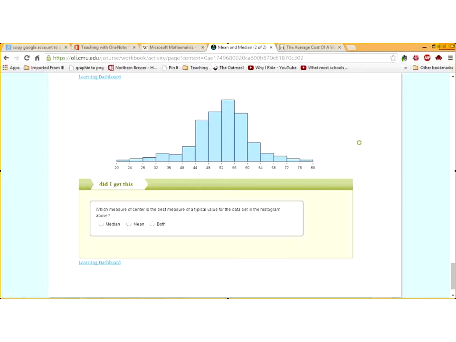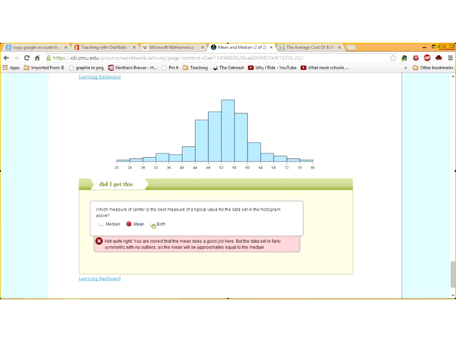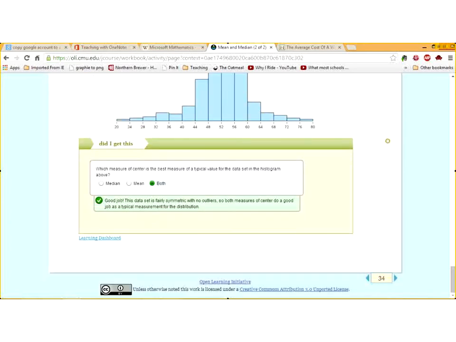So this is a picture of a data set. It says which measure of center is the best measure for a typical value in the histogram above. This one would be the median because it does have a, well, so they're saying both here. Median will always work, but if the mean works, generally we don't usually report the median as well. But in a symmetric distribution, the median will be pretty close to the center. All right.